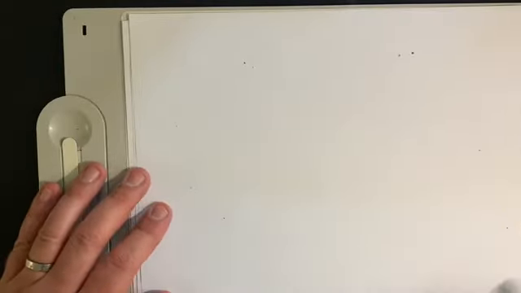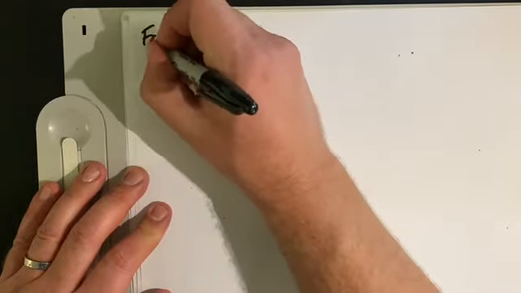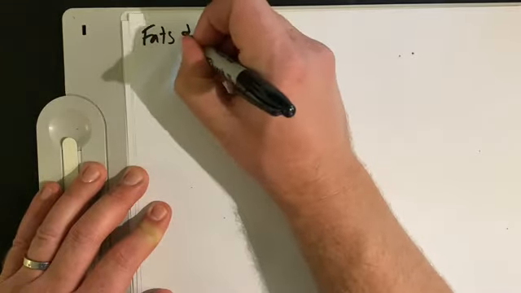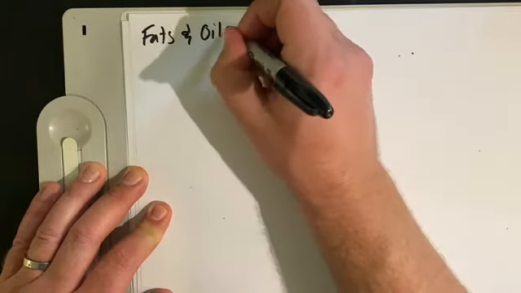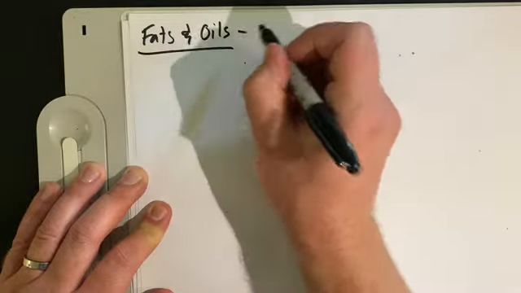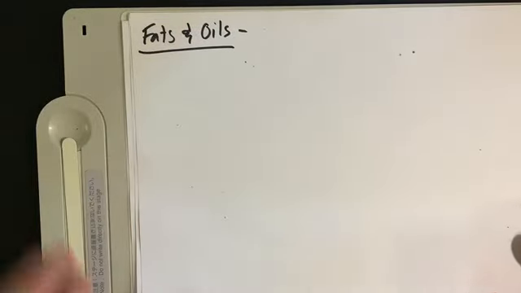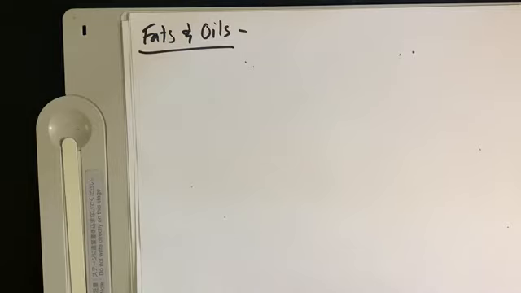The next one we're going to be talking about is the macromolecule fats and oils. Now, fats and oils are interesting because they're only micromolecules. There's no macromolecules that make them up. So when they're created, they're always the big size that they are. And we have different types of fats.